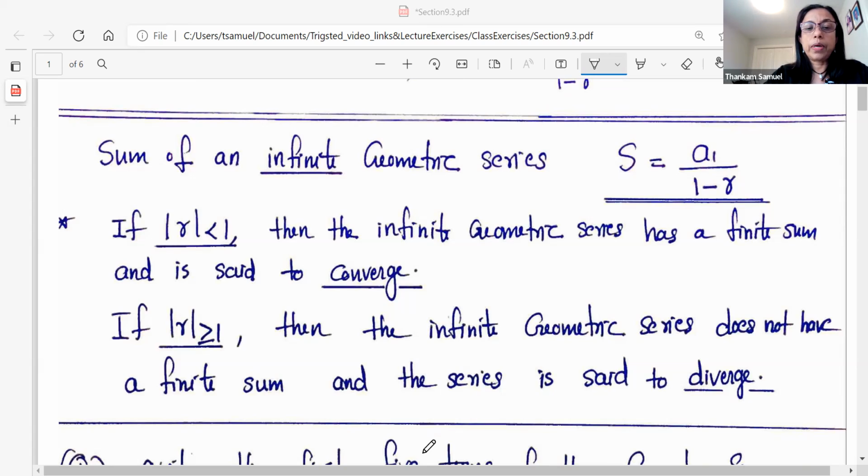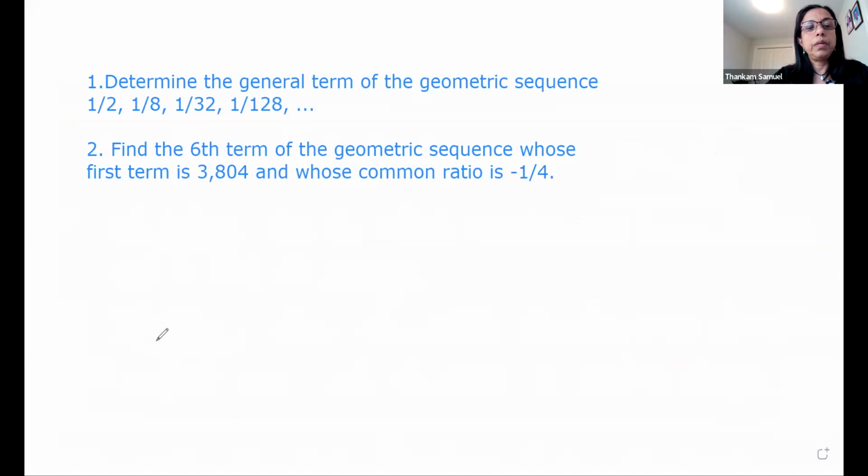So let's look at some examples based on these concepts. I have given two examples here. Let's look at the first example. Determine the general term of the geometric sequence 1/2, 1/8, 1/32, 1/128, etc.